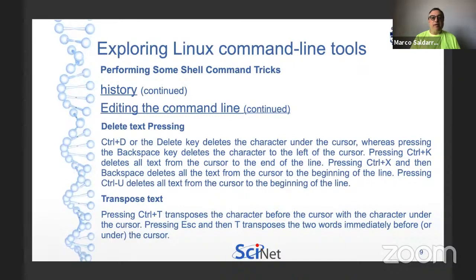You can delete text by pressing, for example, Control D or the delete key. It deletes the character under the cursor, whereas pressing backspace deletes the character to the left of the cursor. Pressing Control K, this one is very useful. Control K deletes all the text from the cursor to the end of the line. So let's say you have moved to the middle of the line and you don't need the rest of the line. You're just going to change one letter in one parameter, and you need to get rid of all the remaining characters to the right. You just press Control K and all of the right side disappears.